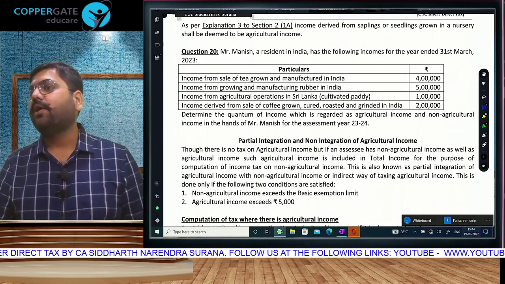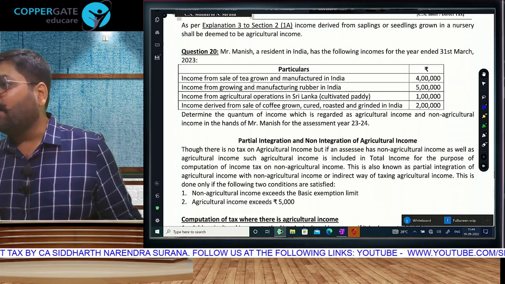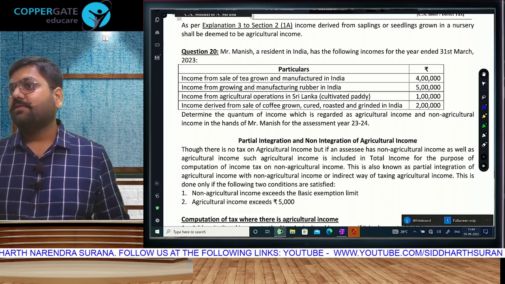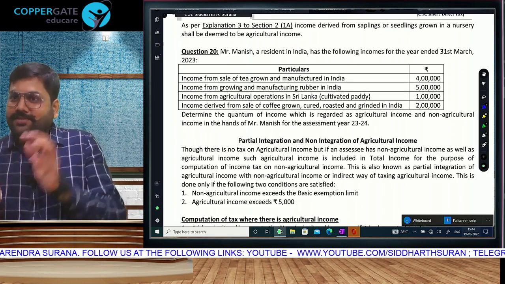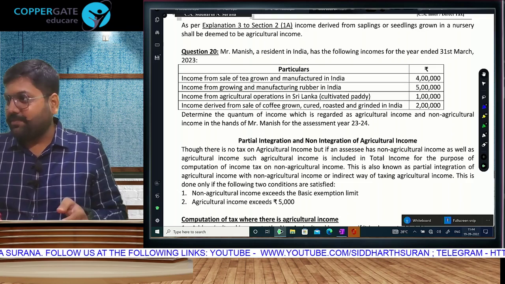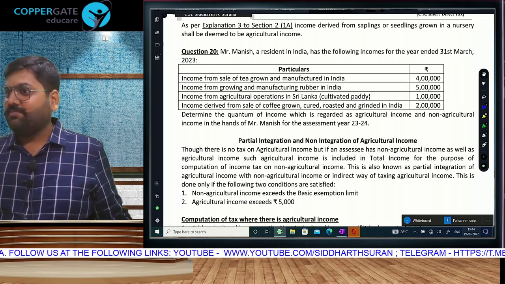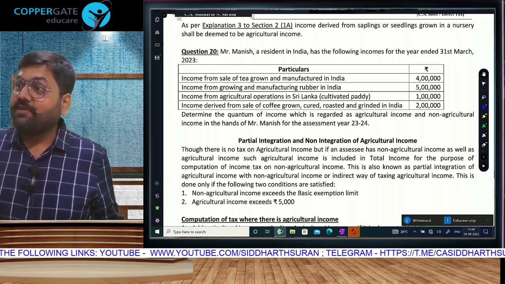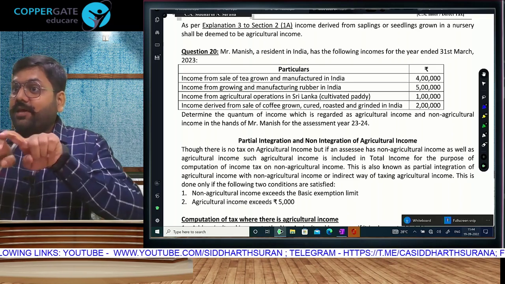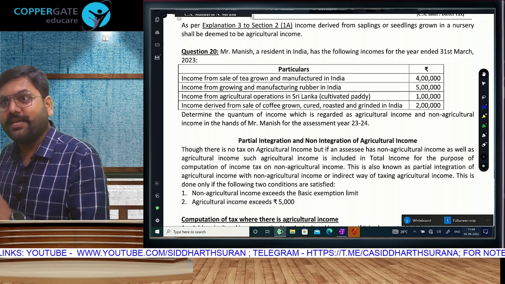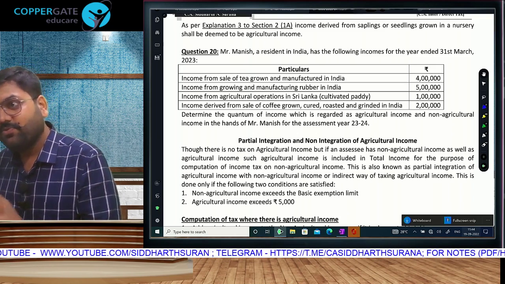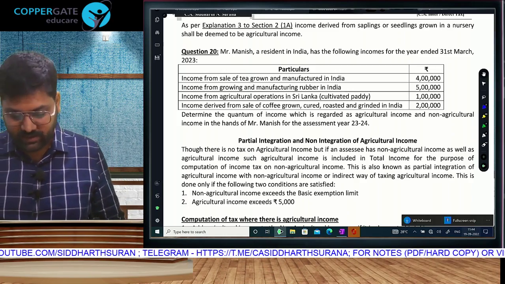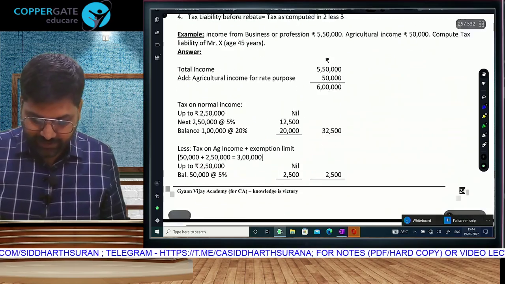There is only one question on agriculture. There is no question in exempt income. Please understand, when does a question come? When you have to calculate something and add it to your income. In this chapter you just say 0, not taxable, there is no calculation. But when you have a case where your income has to be split, where one part has to be taxable, there can be a question. So let's see question number 20, on page number 24.